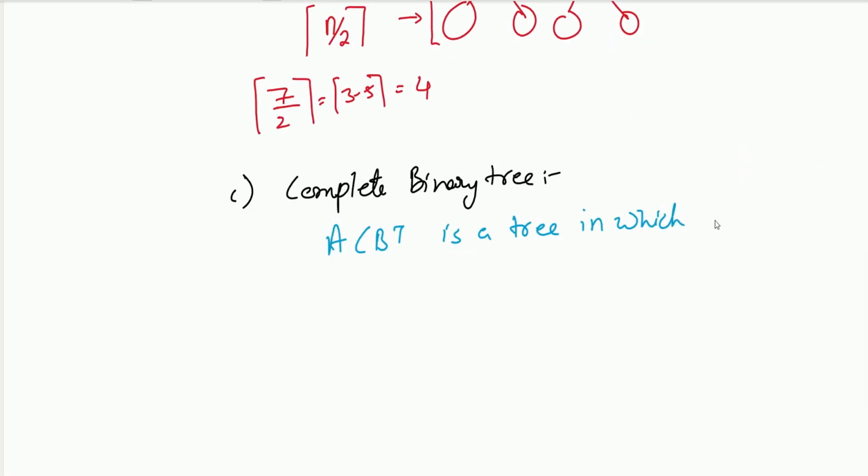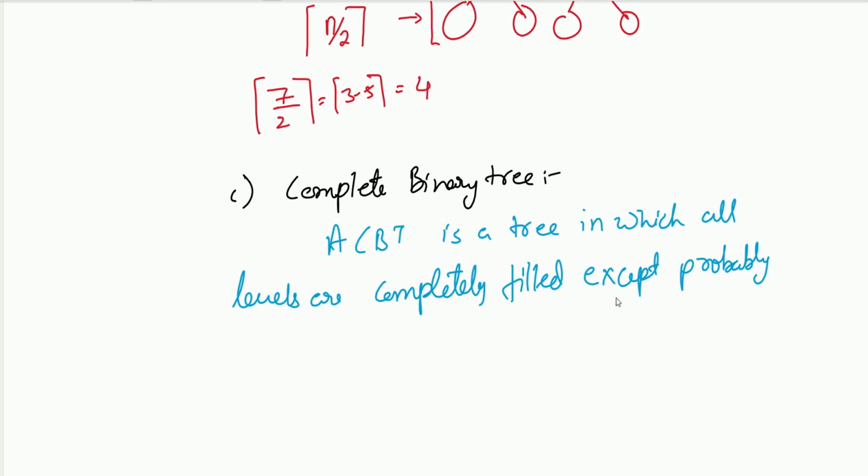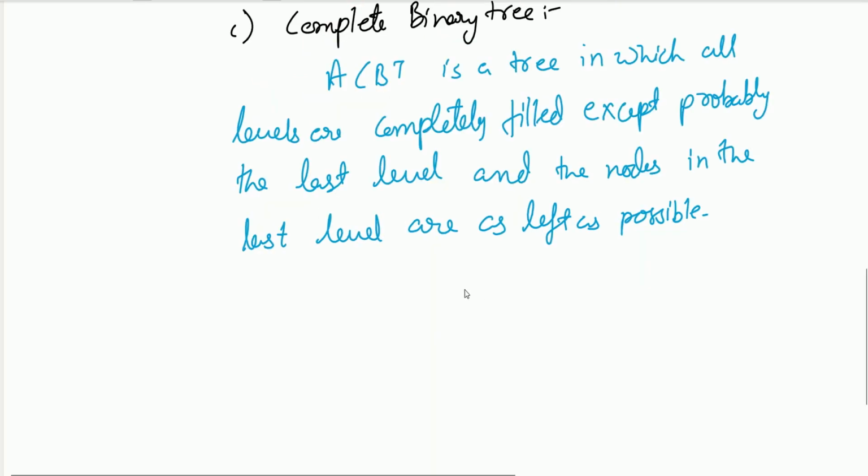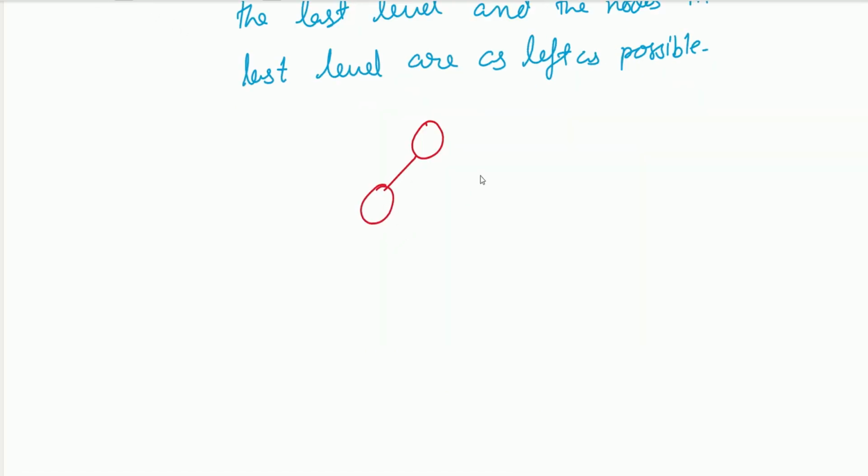A complete binary tree is a tree in which all levels are completely filled except probably the last level, and the nodes in the last level are as left as possible. So if we take an example of this, a single node, this is a complete binary tree. If we take the left child, this is also a complete binary tree. This is also a complete binary tree. This is not a complete binary tree. Why? All levels are completely filled except probably the last level. The last level is not completely filled, but then all the nodes in the last level should be as left as possible, but there are 2 positions empty to the left of this node. So this is not a complete binary tree. But if we fill this like this, then this is a complete binary tree.